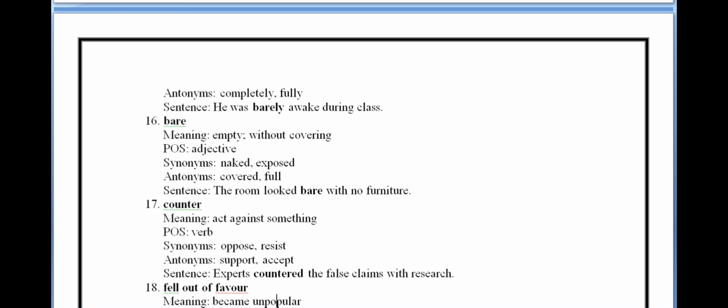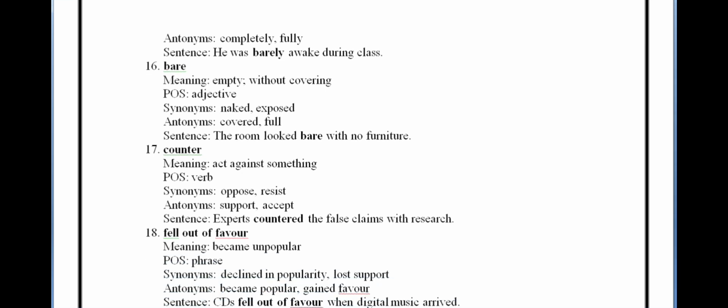Word 17 is counter. Act against something. It is a verb. Opposite and resist are synonyms, and support and accept are antonyms. Experts countered the false claims with research. Countered is act against something.